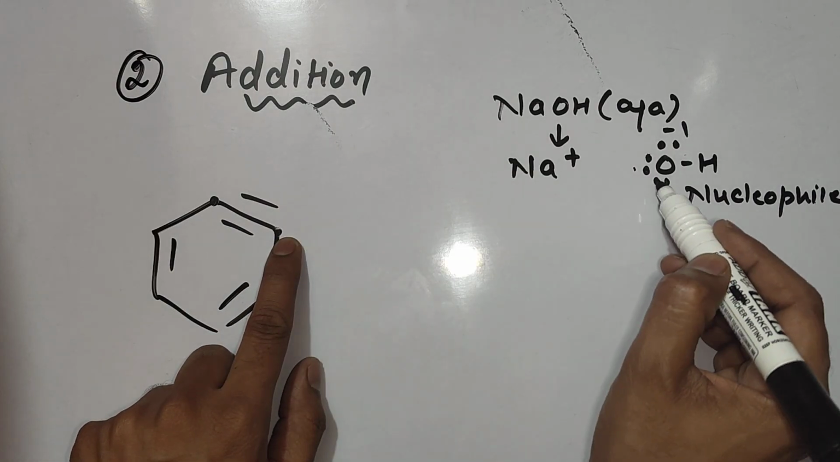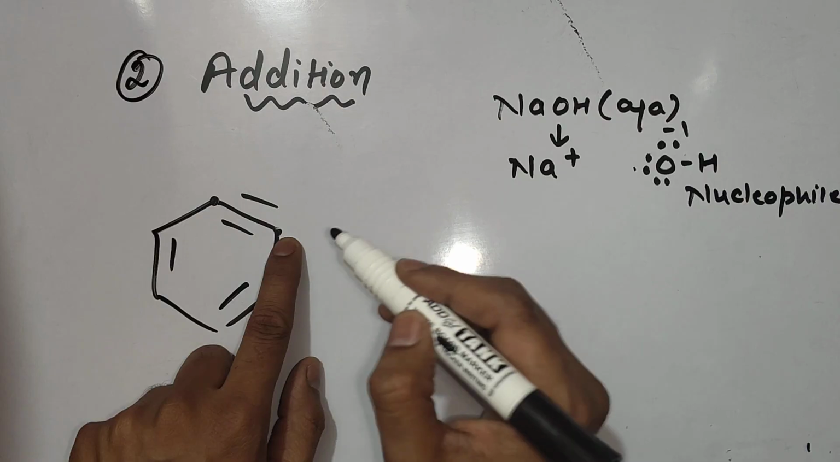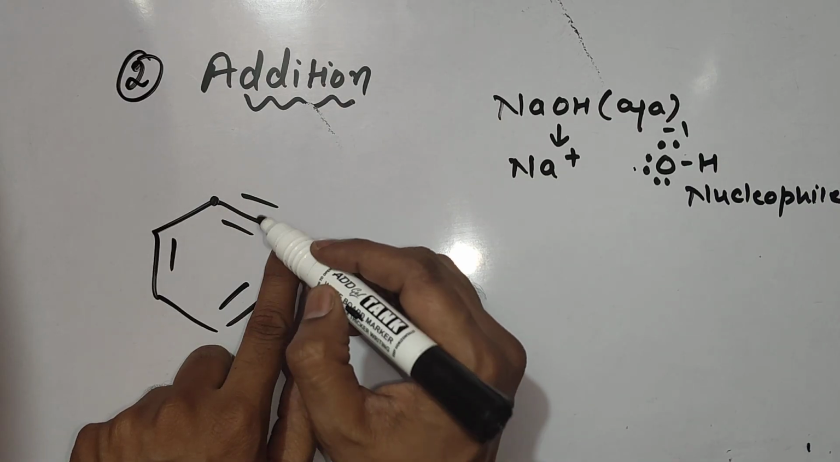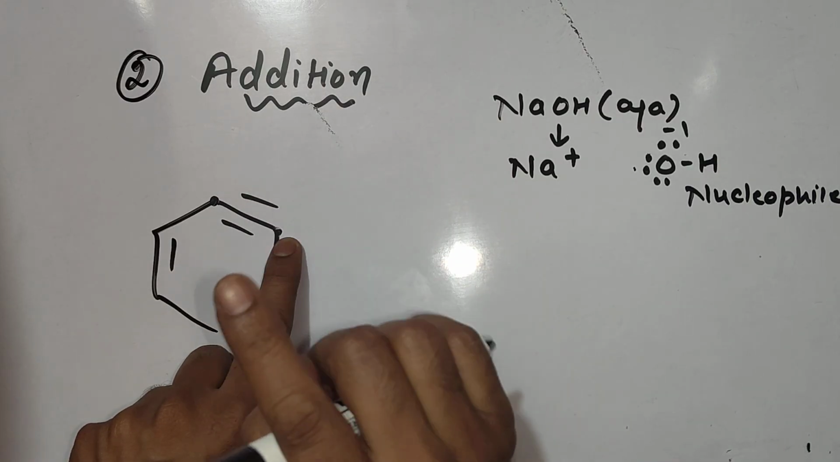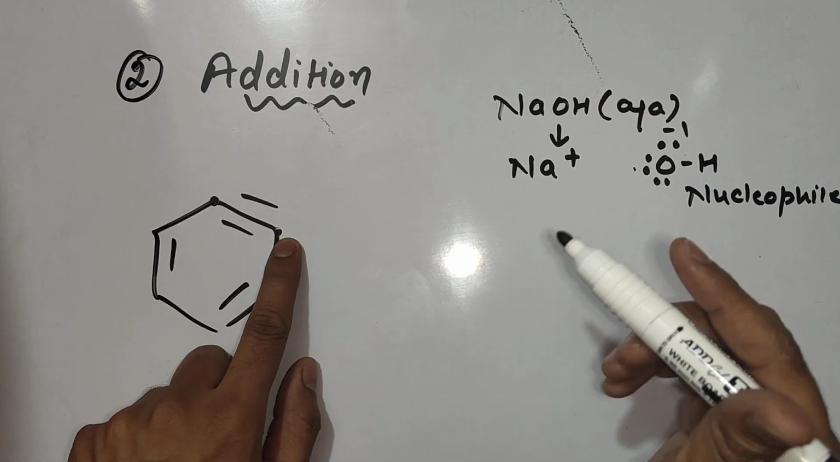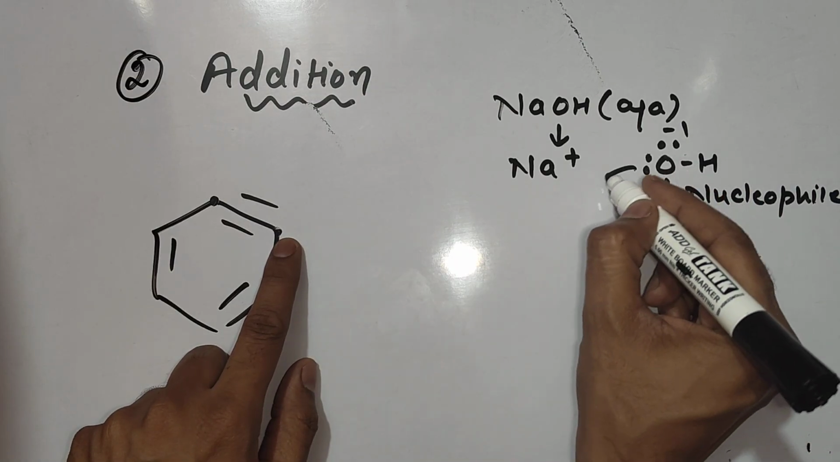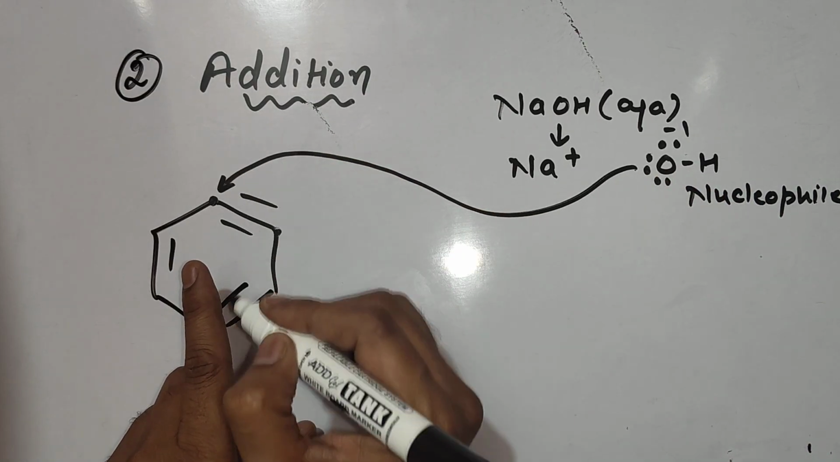Electrophiles are looking for electrons. Nucleophiles are looking for vacant orbitals. They have vacant orbitals because in their overlapped orbitals, sufficient filling of electrons is not there. So any carbon it can attack. Suppose I am attacking this carbon.